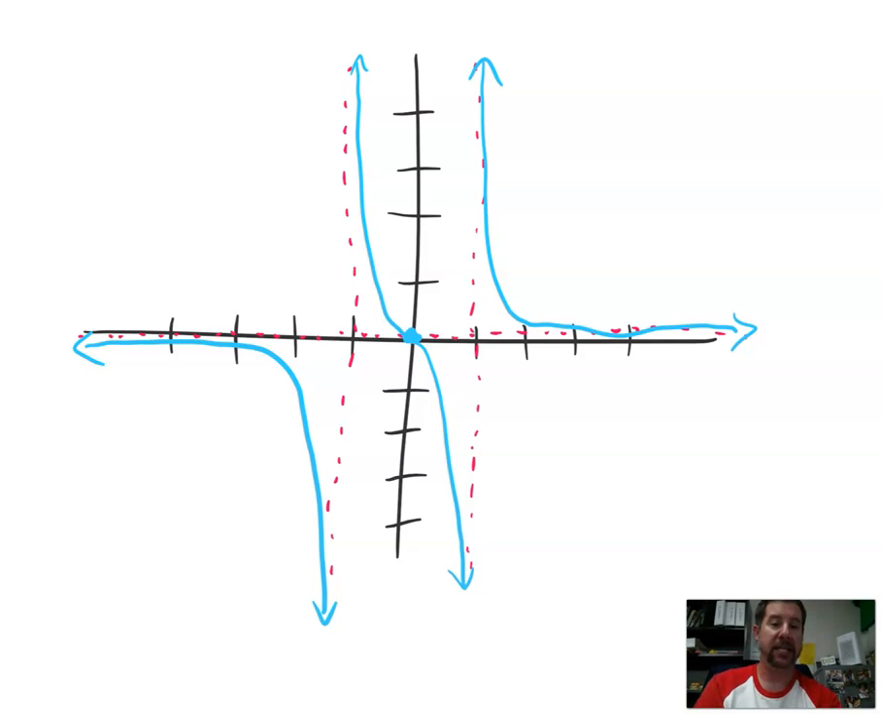I know that I am decreasing and concave up from negative 1 to 0, and then decreasing and concave down from 0 to 1. And then I'm decreasing and concave up, so that would have to be right there.